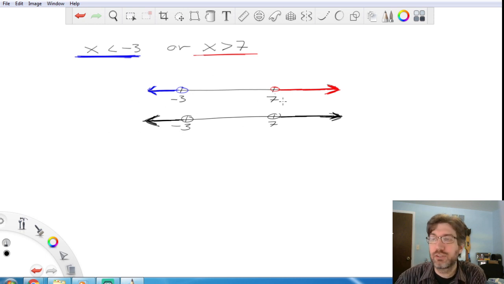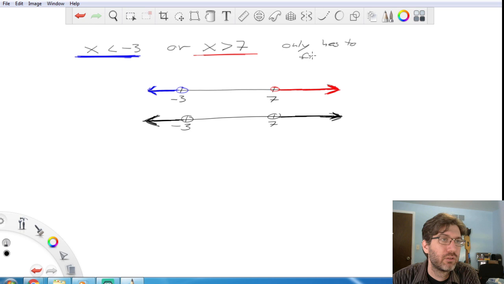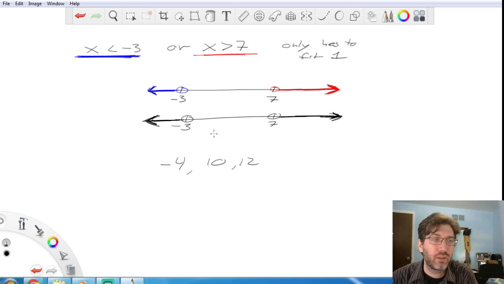So this is your answer for an OR problem. You'll note that it's not what is overlapping. It has to fit one of them, not both. So it only has to fit one. So in this case, numbers like -4 are going to work, but also numbers like +10, +12 are going to work because they fit over here, and -4 fits over here. So any number that's like that. And that lists all of them. So drawing the picture or writing the inequality lists everything that's possible.